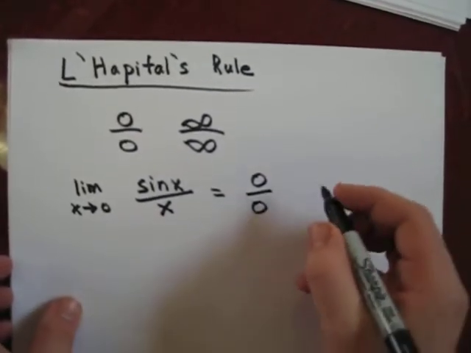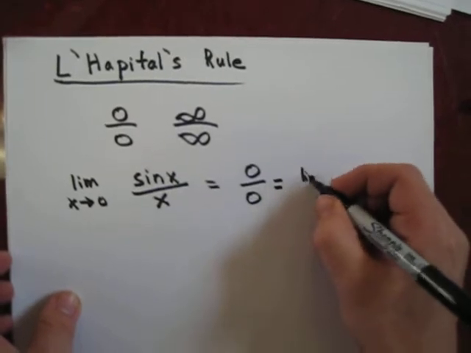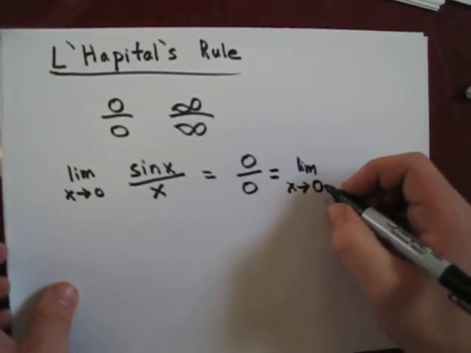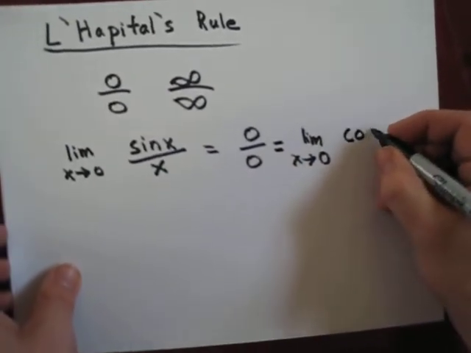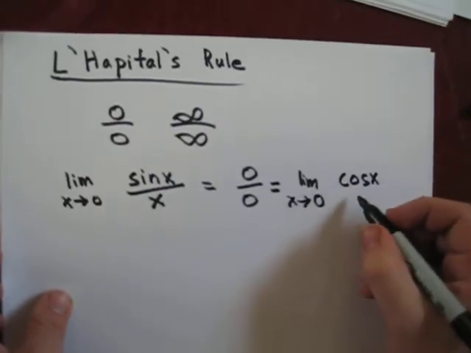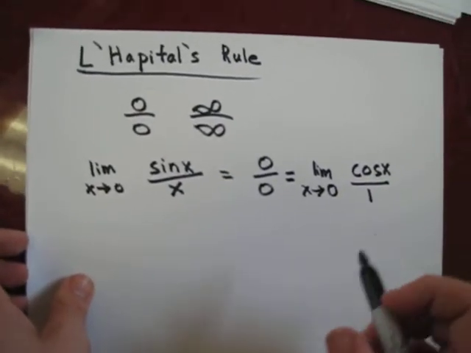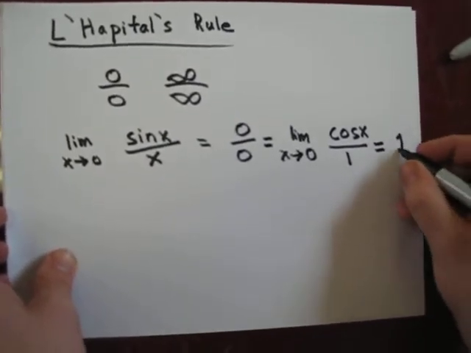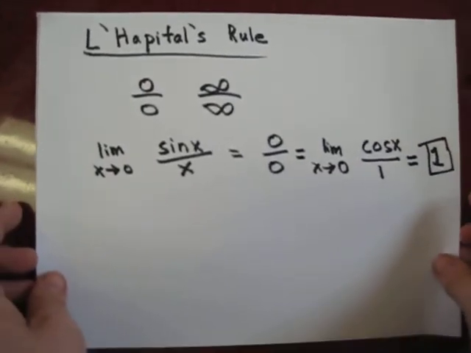So this problem actually equals the limit, as x goes to 0, of the derivative of the numerator over the derivative of the denominator. We get the limit as x goes to 0 of cosine x over 1, and cosine of 0 of course is 1, so the limit equals 1. That's a fairly simple one. They can get a bit more complicated.